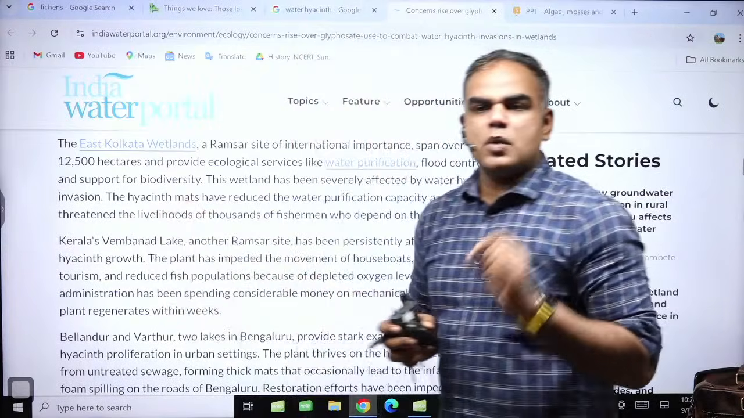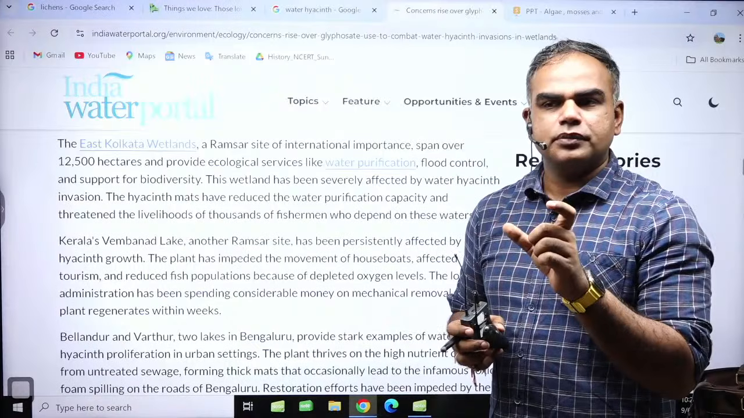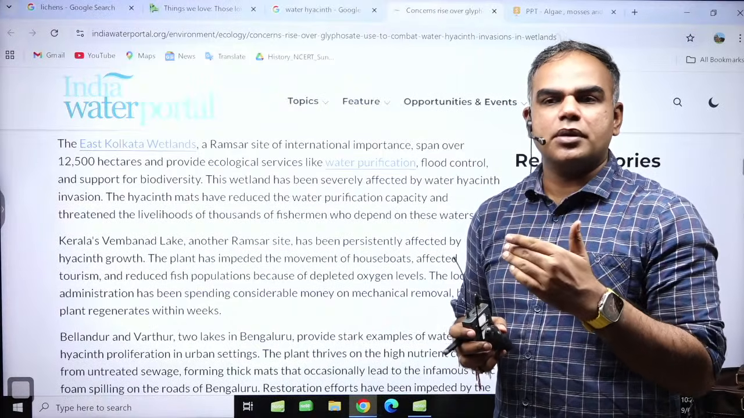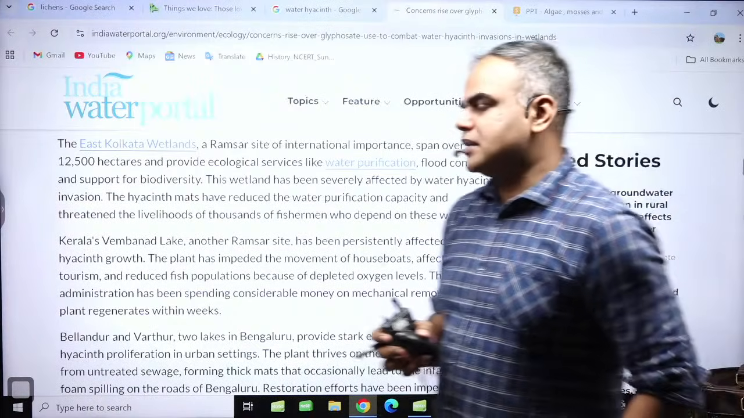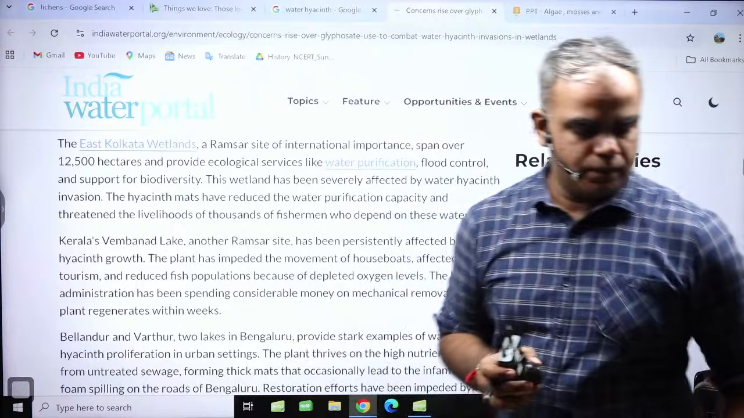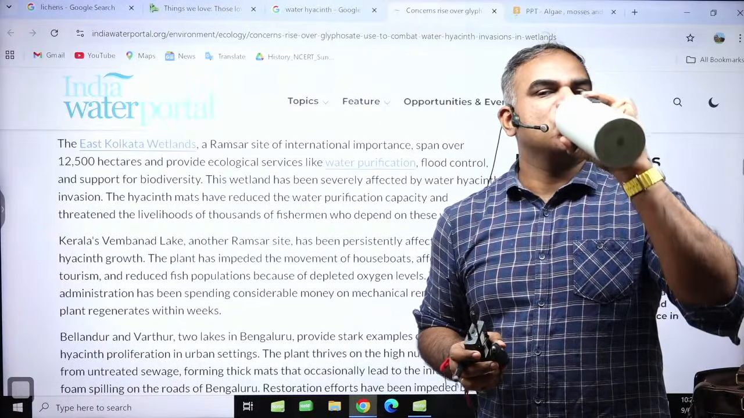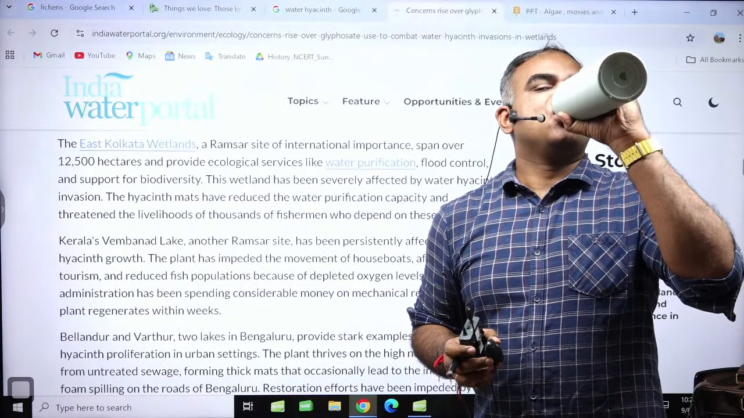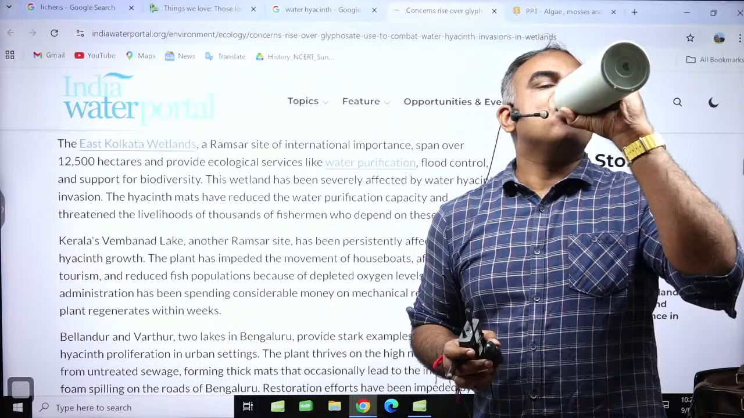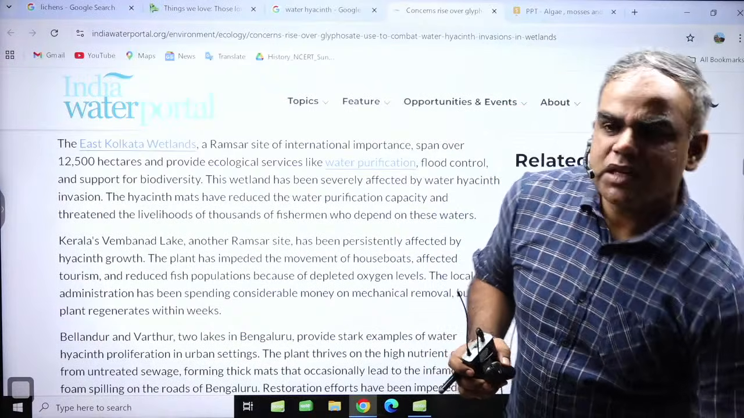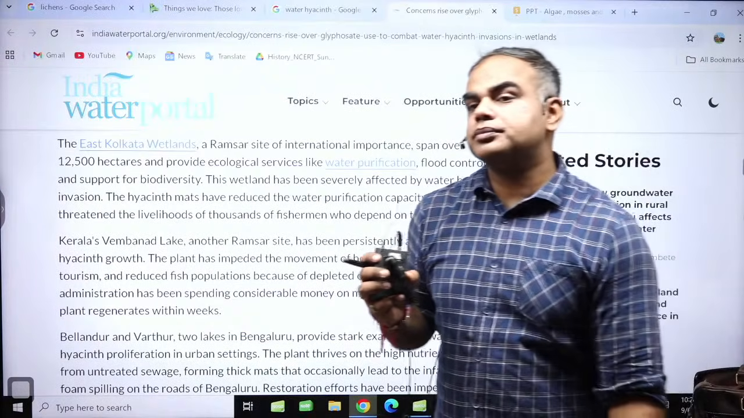Vembanad Lake. One is Ashtamudi Lake. And third is Shashtam Kota Lake. VAS. These are the only 3 Ramsar sites from Kerala.